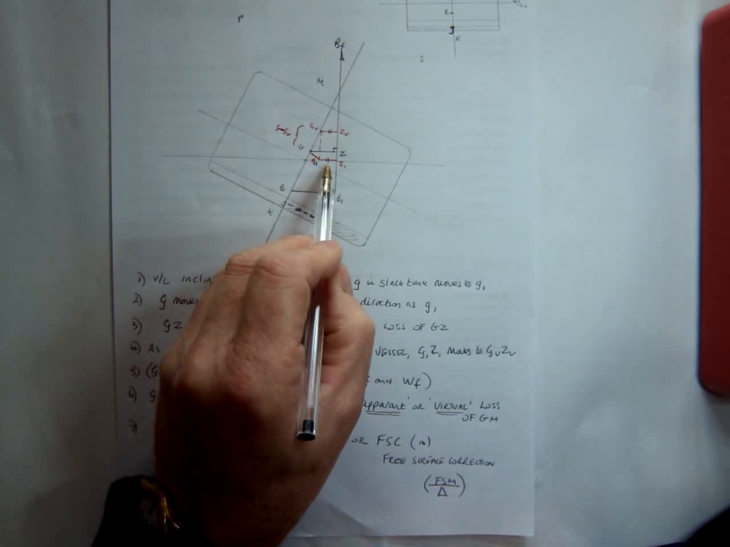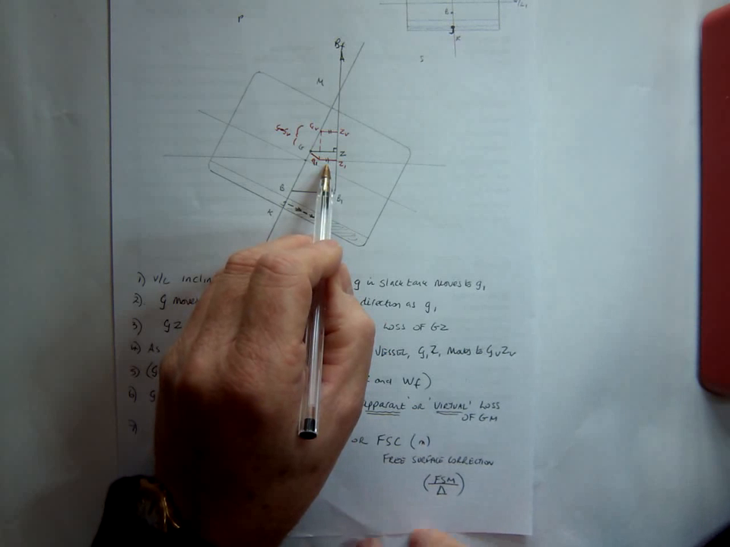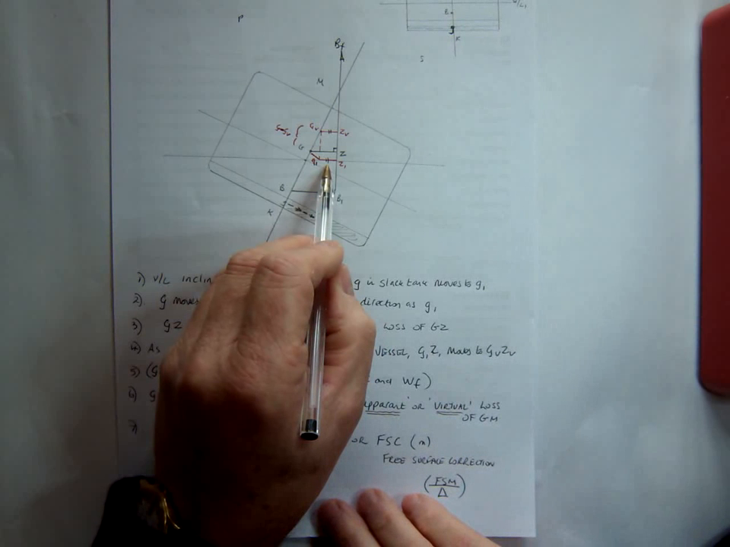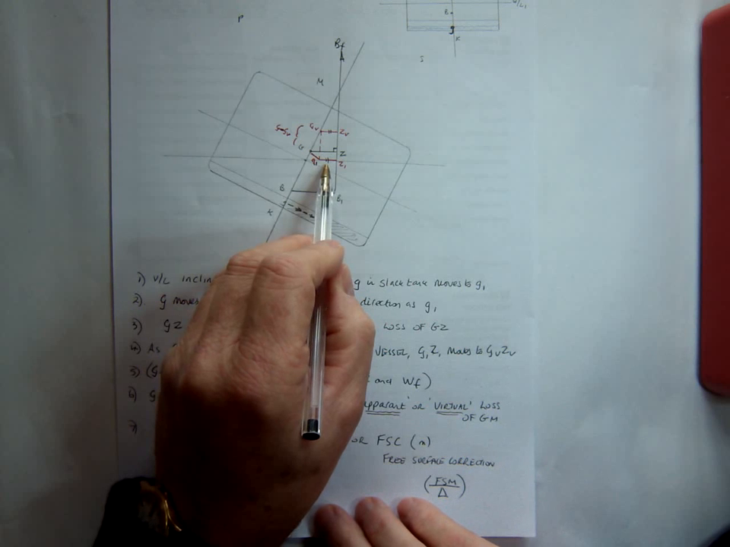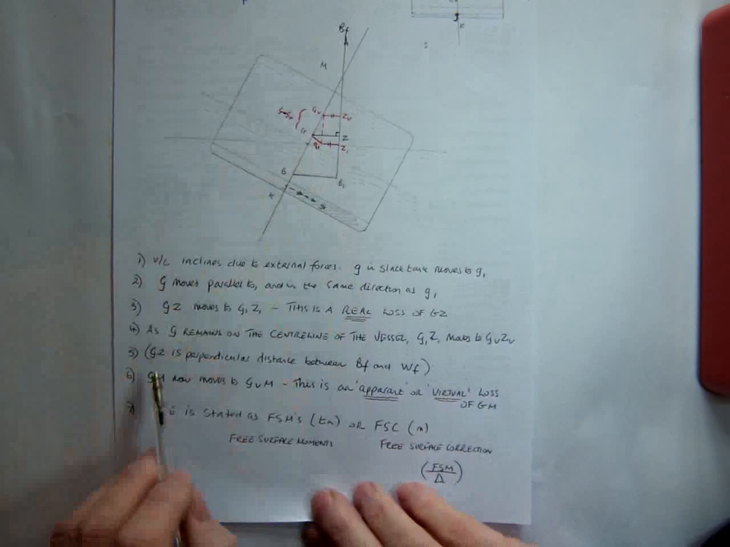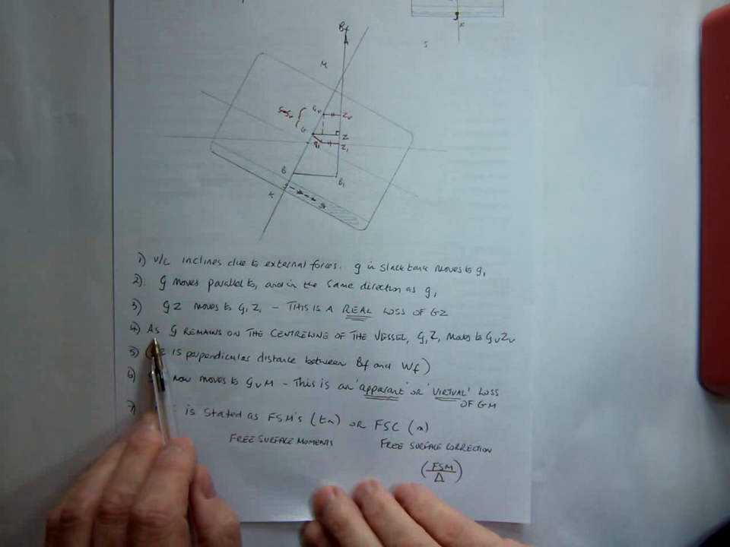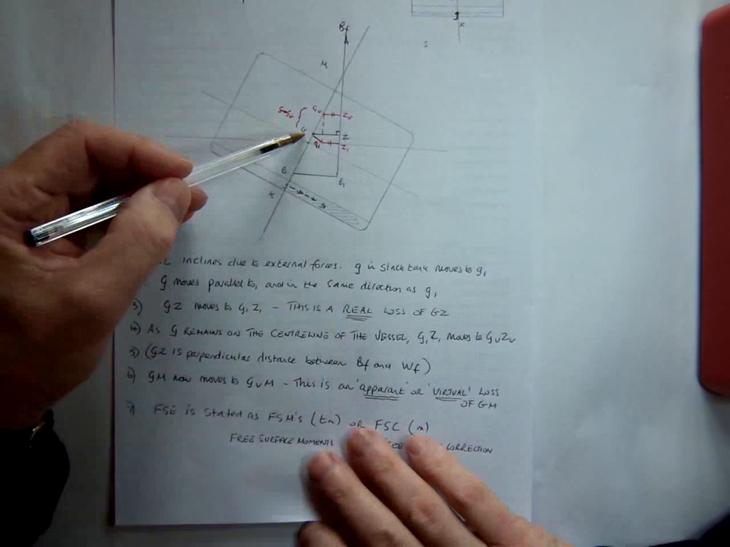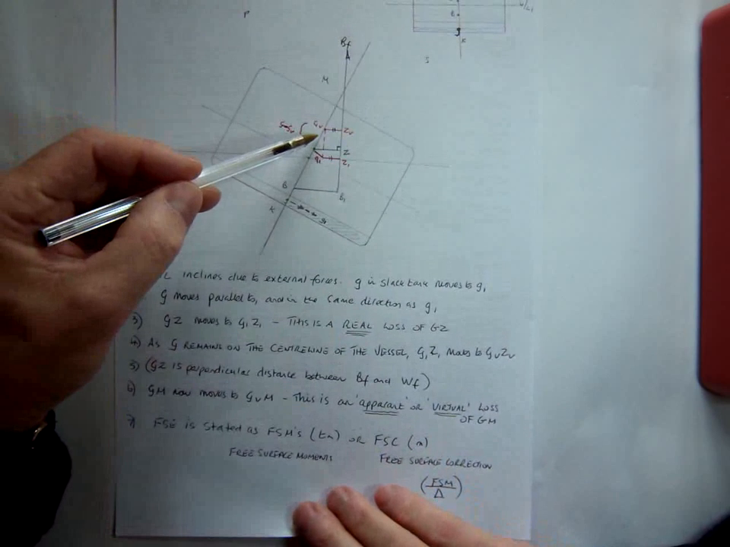It's important that you get this right. GZ is a real loss, and if you think of yourself on the vessel, that makes sense, because as you heel over, the ability of the vessel to come back upright has got to be compromised by this water sloshing and moving over. However, as number 4 indicates, G remains on the centre line. Our centre of gravity is still on the centre line of the vessel.